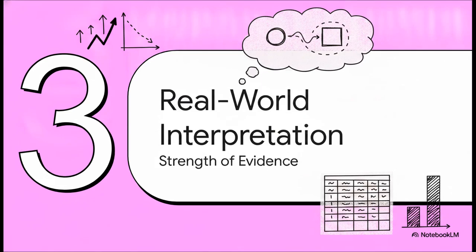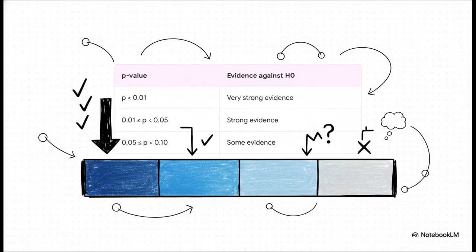Okay, section 3, real-world interpretation and the strength of evidence. Let's take that theory and look at what you'll actually see in your output. The really cool thing here is that evidence isn't just black and white, it's a whole spectrum. If your p-value is under 0.01, that is very strong evidence against the null. Between 0.01 and 0.05, you still have strong evidence. Now, if it creeps up between 0.05 and 0.10, you've only got some or marginal evidence. And anything 0.10 or higher, yeah, that's little to no evidence. Knowing this spectrum helps you communicate the actual weight of your findings, not just an overly simple yes or no.